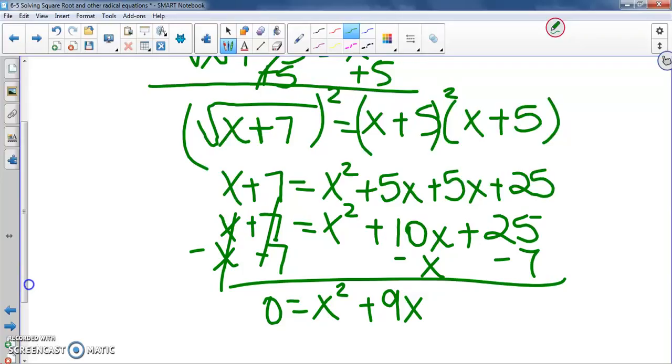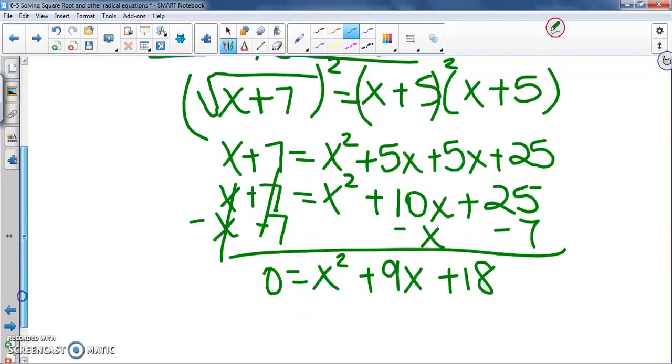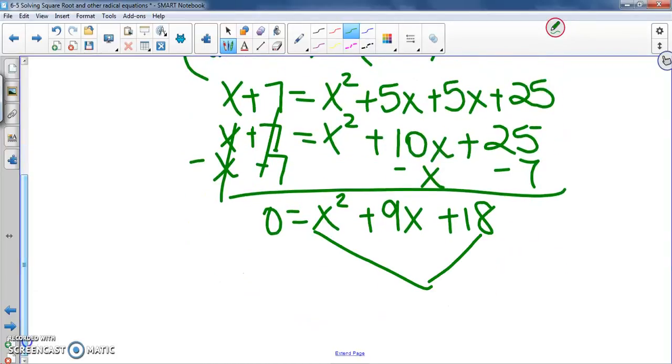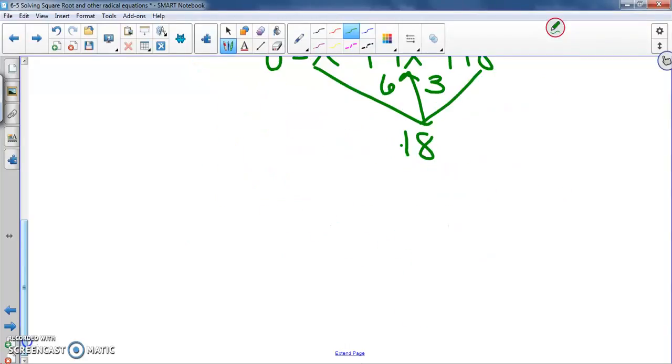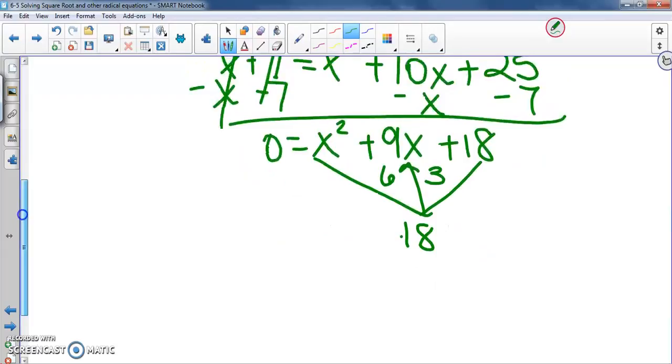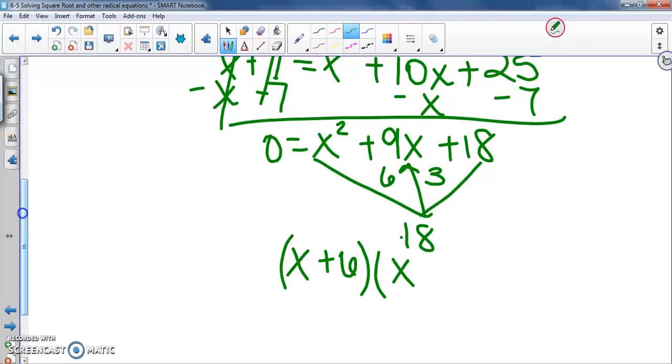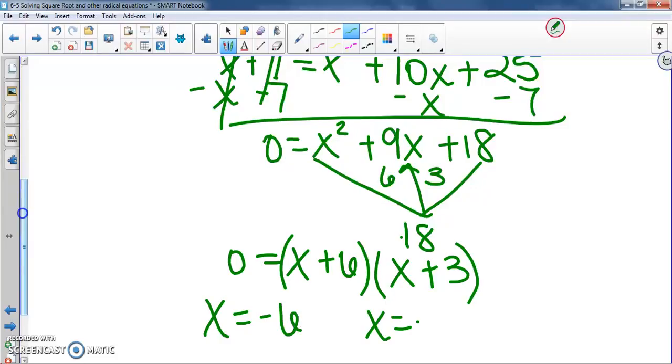plus 18, since 25 minus 7 is 18. What multiplies to 18 and adds to 9? 6 and 3. Therefore, I have x plus 6 times x plus 3 is equal to 0. So x is equal to negative 6 and x is equal to negative 3.